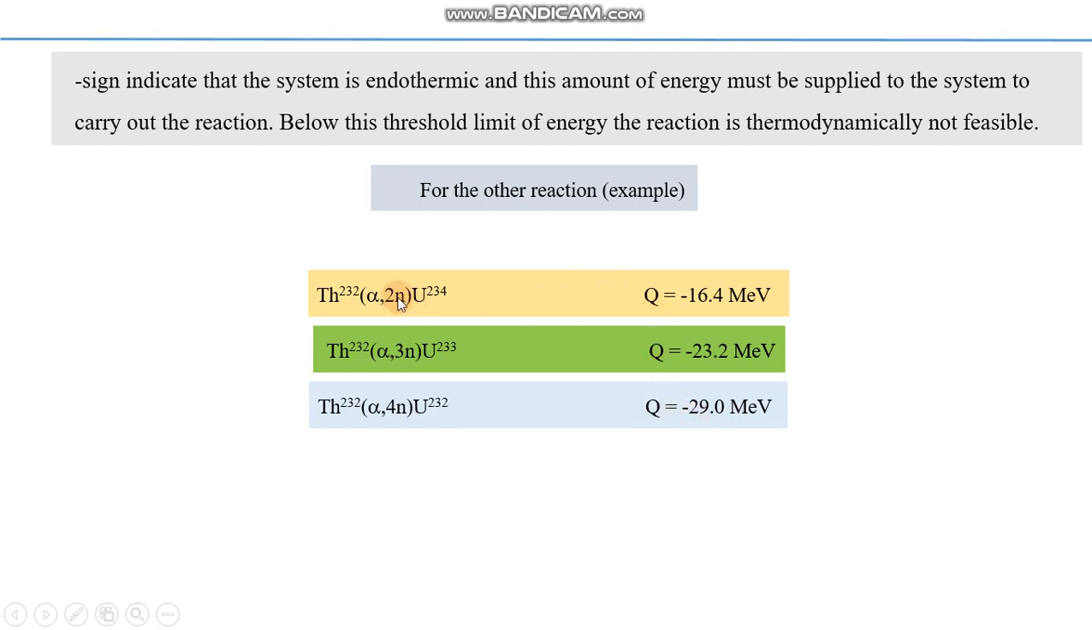It means that the kinetic energy of the alpha particle in all these reactions is different, and this different kinetic energy of the alpha particle will lead to different products. So this is the idea of how we can control nuclear reactions, how the products will be obtained, and what measures we have to consider during nuclear reactions.